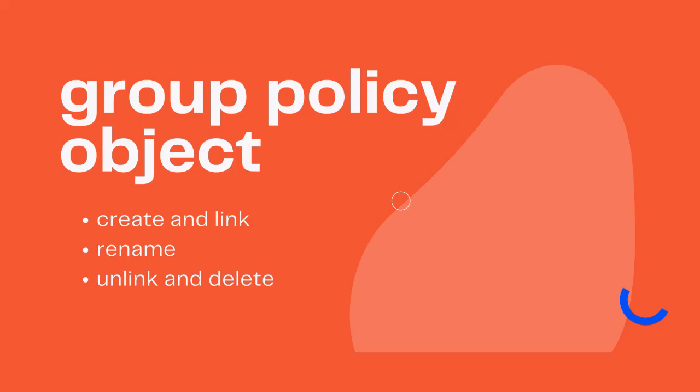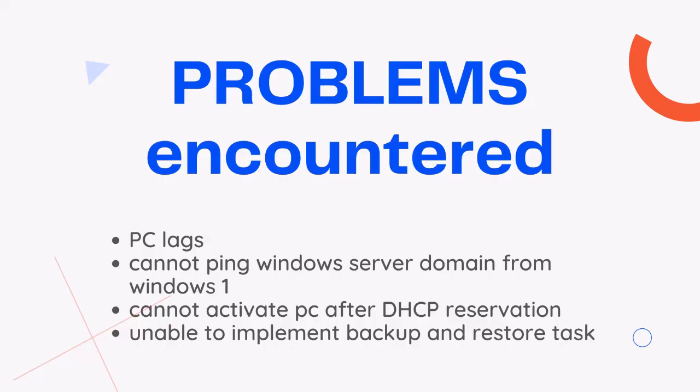Finally, we have the problems encountered. One of the problems encountered is PC lag. Our PC sometimes hangs and takes time to load. Next is cannot ping the Windows Server domain from Windows 10. We have fixed this problem using the DHCP IP address.